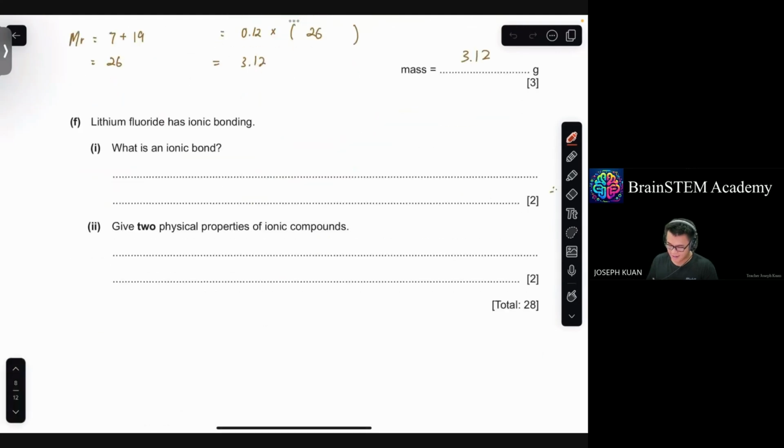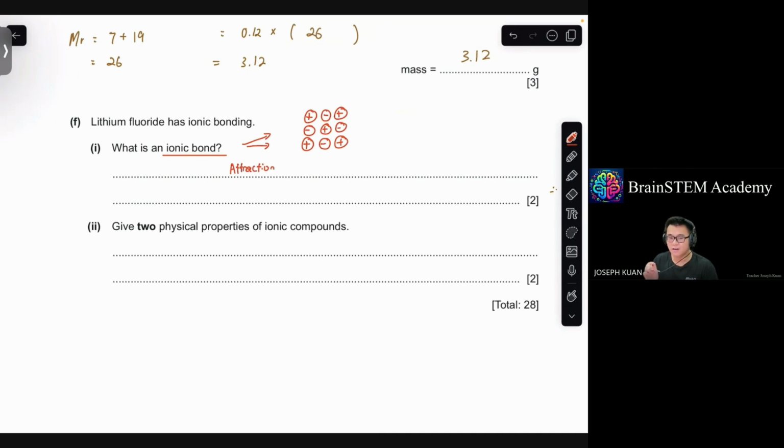All right, so an ionic bond is formed between ions. So how do you describe a bond? Attraction. Right? Attraction between the ions. So we need to translate the word ion. They are essentially oppositely charged particles. Right? It's the electrostatic attraction between oppositely charged particles, or you can just give me as ions.